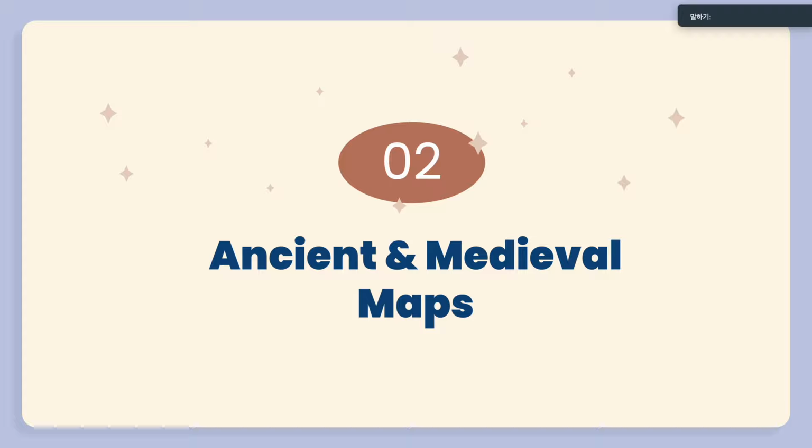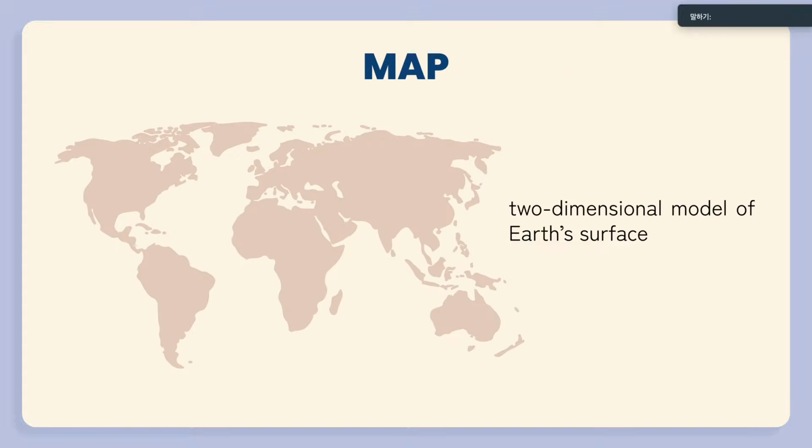And now let's cover the history of map briefly. So, what is a map? A map is a two-dimensional model of Earth's surface, and we call the study of map making cartography. And there are three of the most important people in the history of map, which I'll be covering.